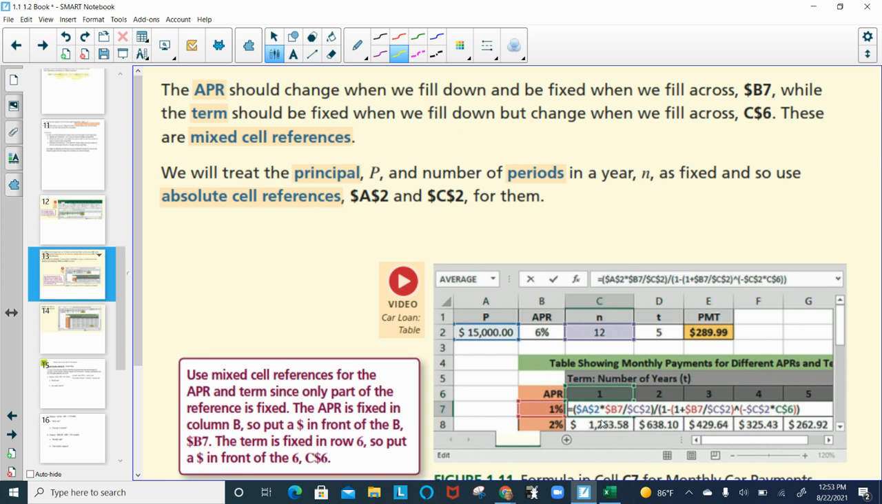So we want to fix the column B, but we want to vary the row. So we want a dollar sign with the B. And if you think about the number of years, we want to fix the row. We want to fix row, whatever, row 6. So the dollar sign is going to go in front of the 6, but that means we can fill across the different columns to look at different terms of time. So I put the formula here just as a way of kind of showing you that, but we're going to go back and build it together here.